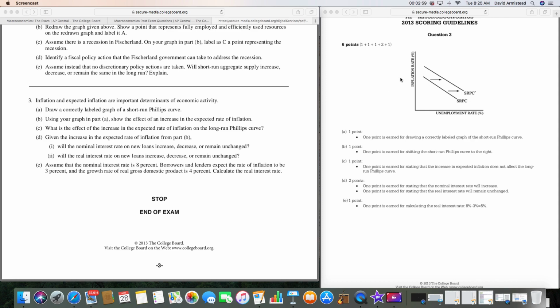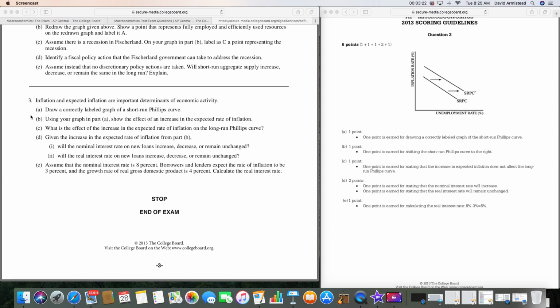Well, when aggregate supply shifts left, the short-run Phillips curve's got to shift right. Remember, this graph kind of mirrors the ADAS model, all right? So aggregate supply shifts left, the short-run Phillips curve shifts right. So aggregate supply is shifting left because our resource, labor, is becoming more expensive because they're demanding higher wages due to inflation. Short-run Phillips curve shifts right.